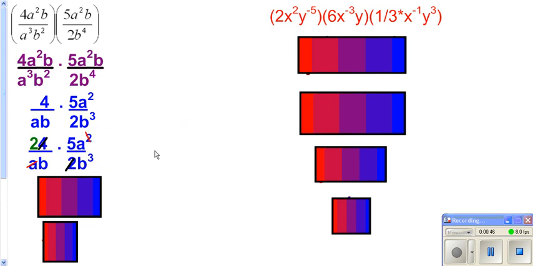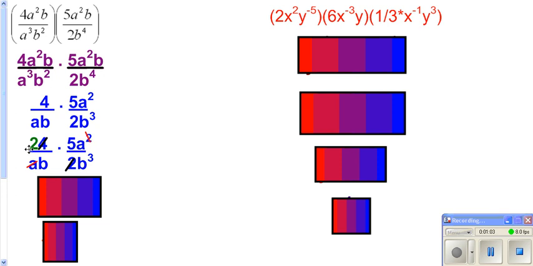You'll notice you do have a 4 here and a 2 here. You can reduce that down, crossing the 2 out, crossing the 4 out, putting a 2. Here you have an a on the bottom. Here you have an a squared on the top. So you can cross that a out, leaving you with an a to the first in the top.